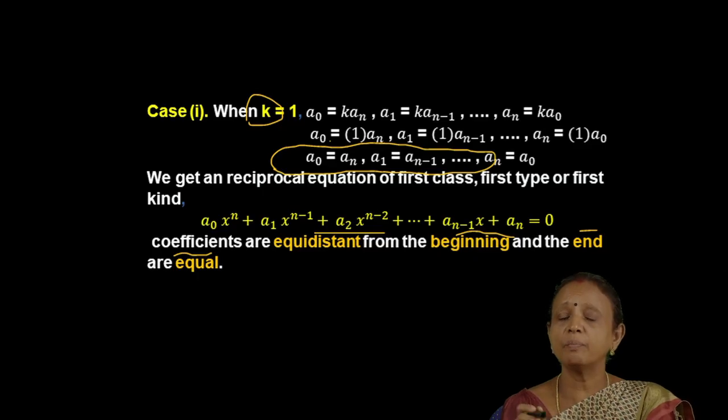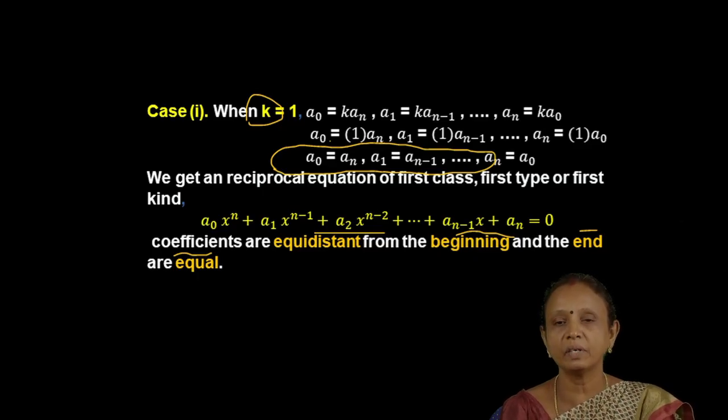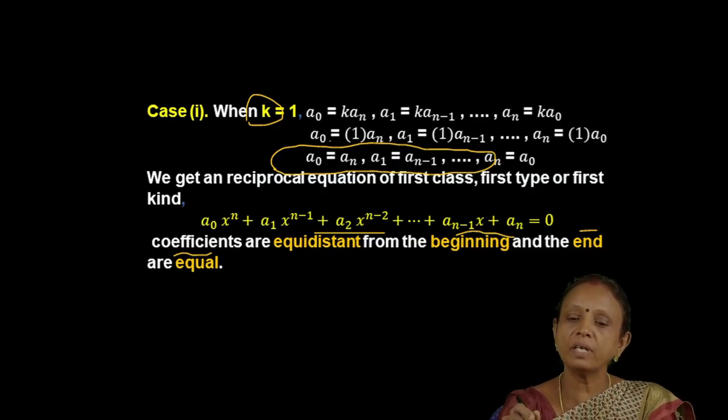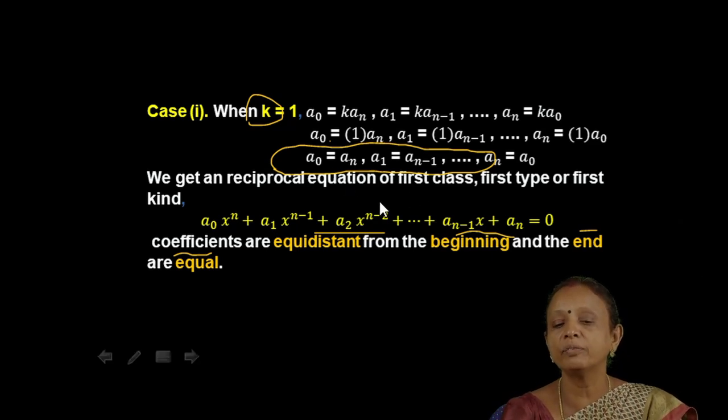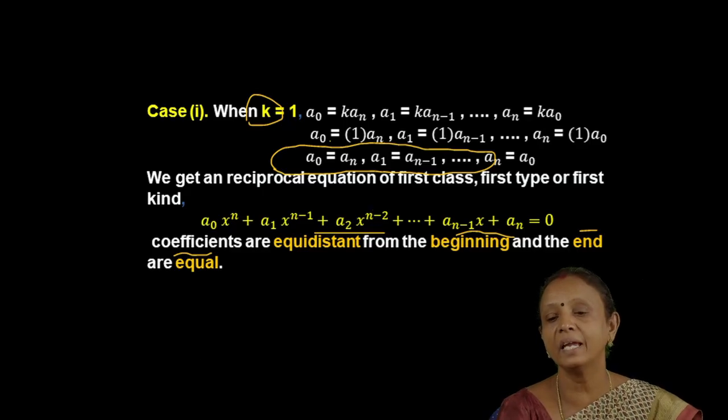Previously we got a naught is equal to k into an, a1 is equal to k into an minus 1, etc., an is equal to k into a naught. So we are putting k is equal to 1, and what will you get? Finally, rounding off, that is a naught is equal to an, a1 is equal to an minus 1, etc., an is equal to a naught.